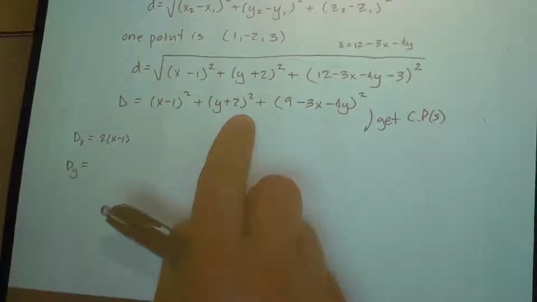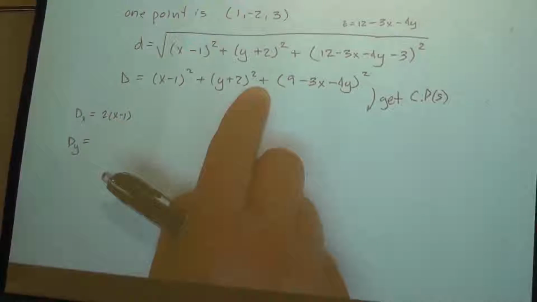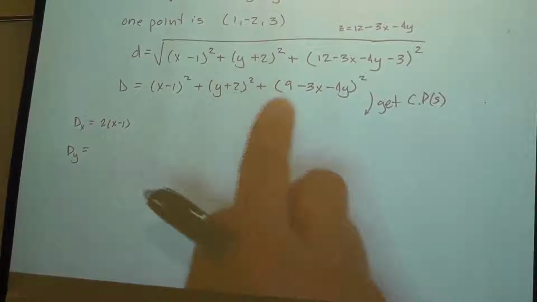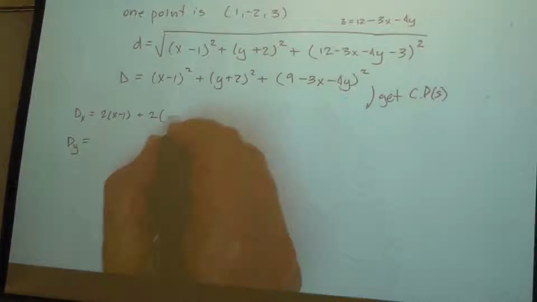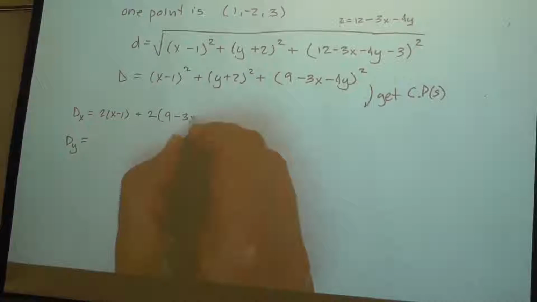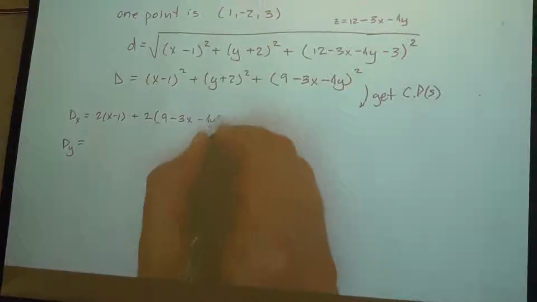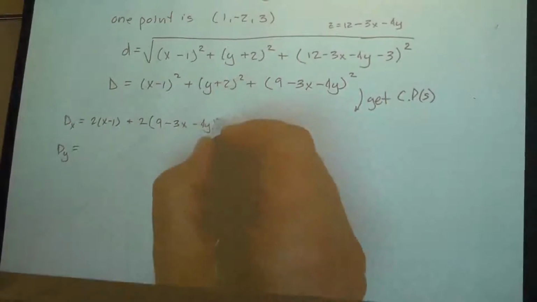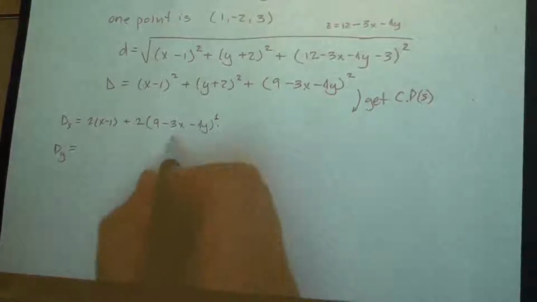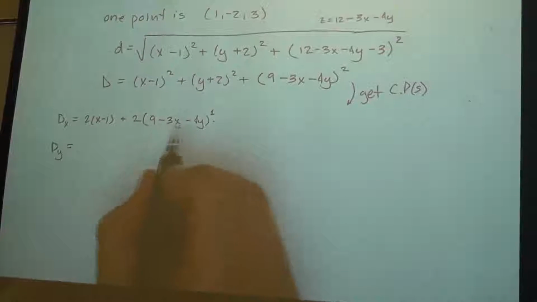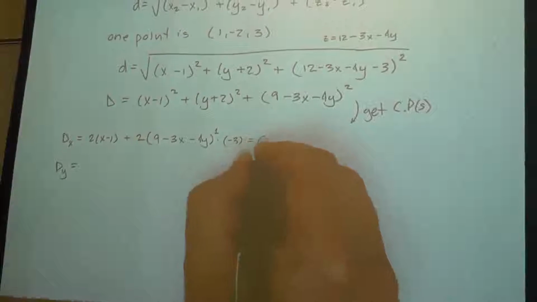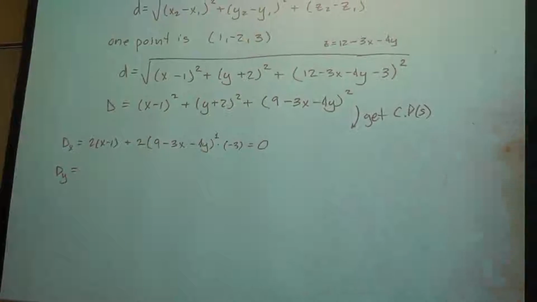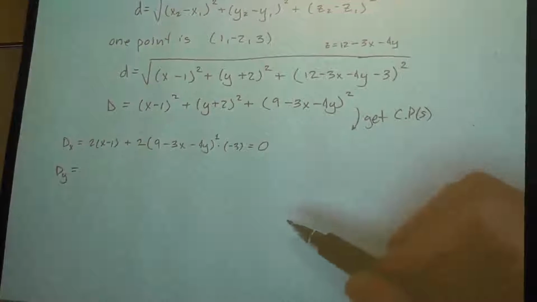The (y plus 2) squared wipes out because it's only a function of y and constants. And then this trinomial squared becomes plus 2 times (9 minus 3x minus 4y) to the first power. This one does need a chain rule because your inner function of x is negative 3x, so you have to multiply the outside by negative 3. But that's my complete first partial with respect to x. I'm going to force that to equal 0, and we'll see.